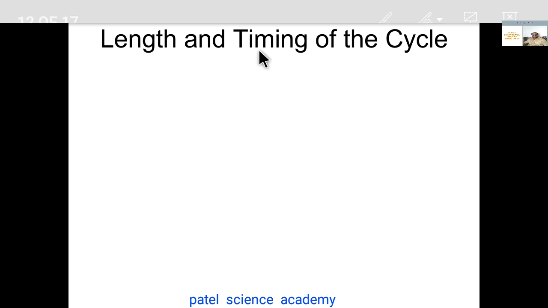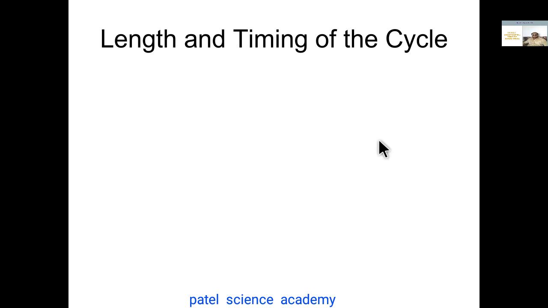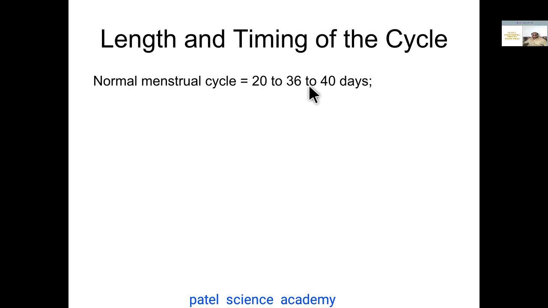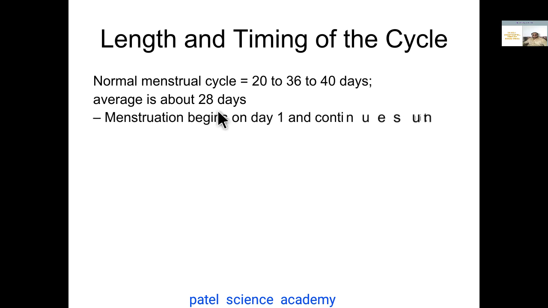What about the length and the timing of the cycle? Let's see it one by one. The normal menstrual cycle is about 20 to 36 or 40 days. This is the normal range of days, but the average is about 28 days. So it is confirmed that the average in the female body for the menstrual cycle is about 28 days.